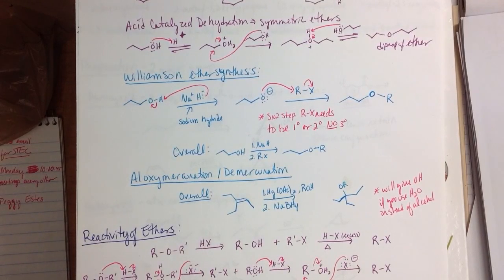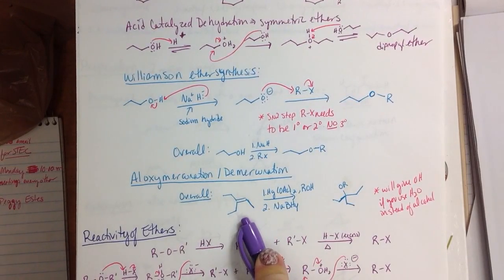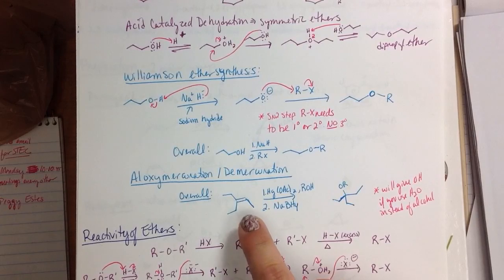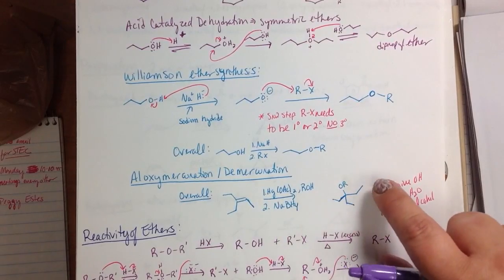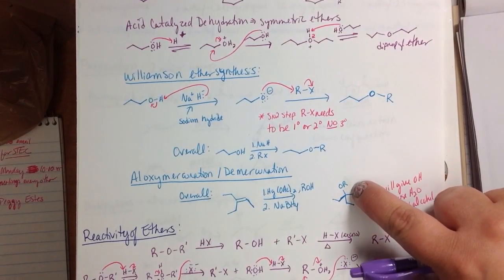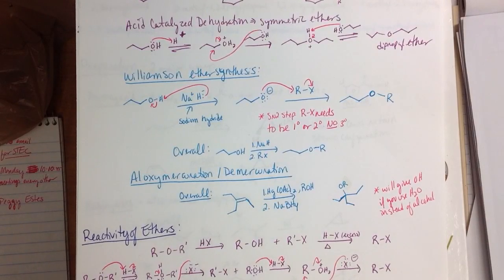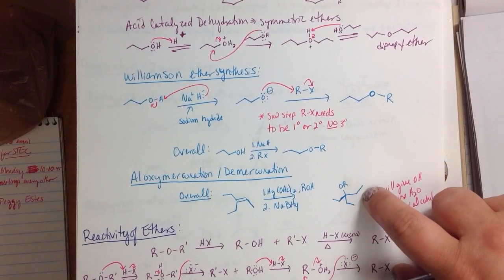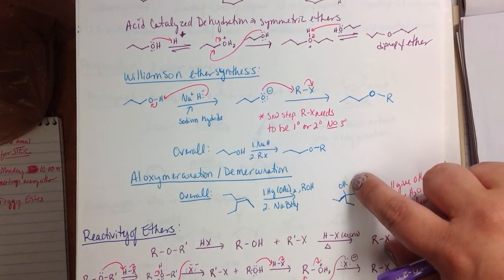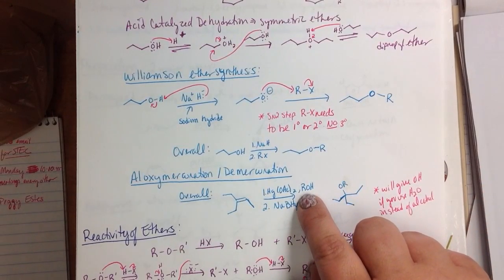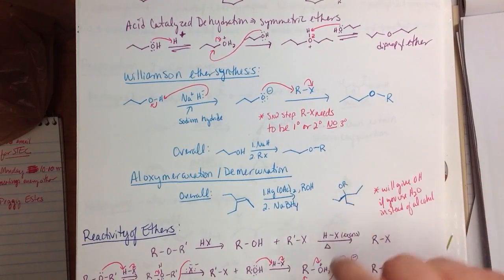Alkoxymercuration and demercuration is also a way to make ethers. Let's say it correctly. The overall is really not even something that I'm going to ask you to know the mechanism for, but there's a double bond here, and after using HgOAc and an alcohol followed by NaBH4, you would end up with an ether right here. Now, you can actually make an alcohol this way as well, following the Markovnikov rule. I think we talked about this earlier in the semester, but you can make an alcohol by simply adding water instead of ROH, and that will give you an OH right there.